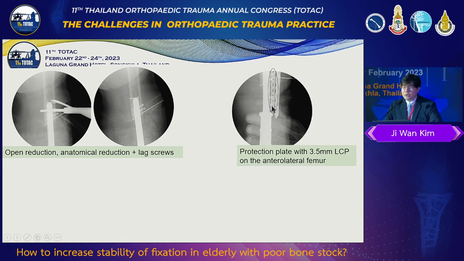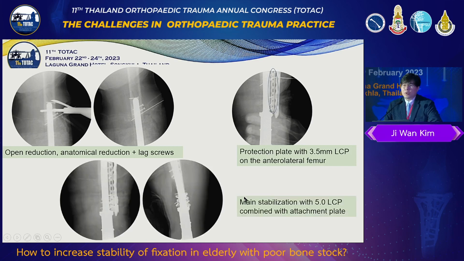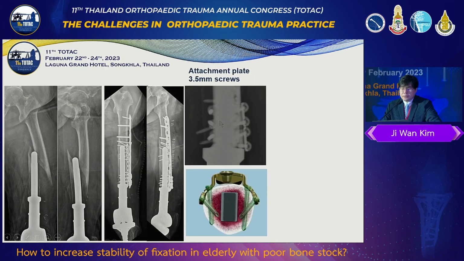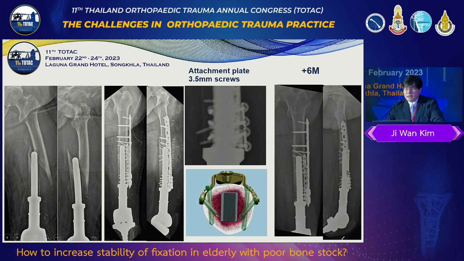And then with a small plate, I did the protection, a neutralization plate like this one, and main stabilization with a large LCP combined with an attachment plate. This is the post-op X-ray. The attachment plate is like this one. The 3.5 millimeter screw can be inserted eccentrically, so you can find a small area for screw fixation. Six months later, he got bone union.